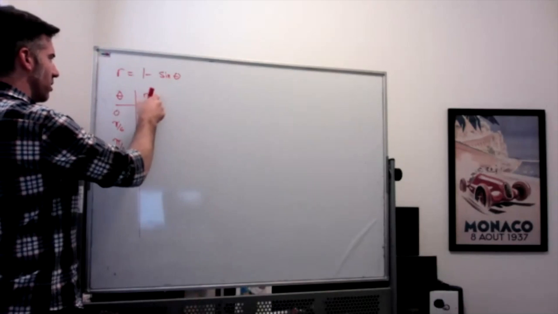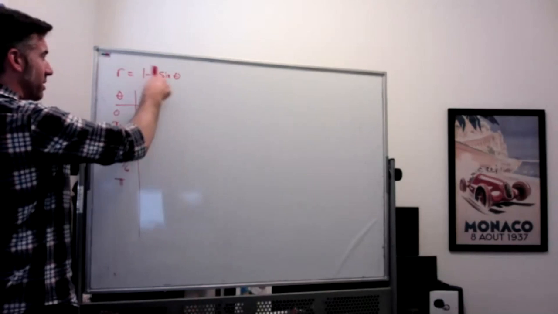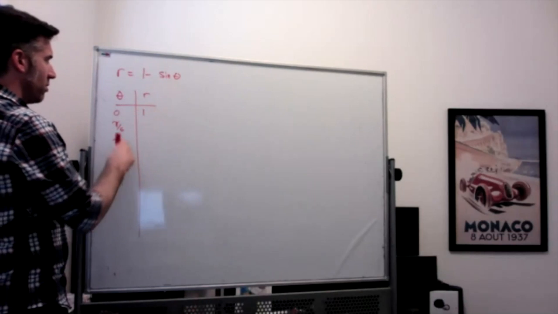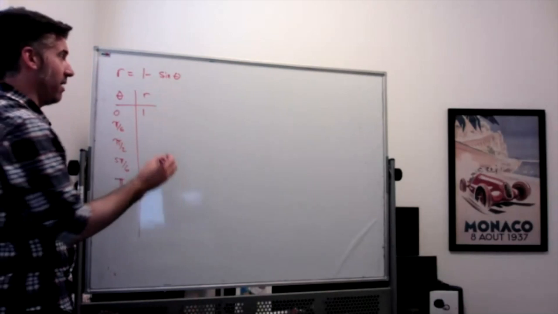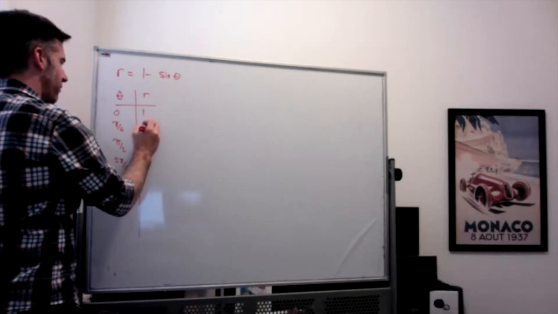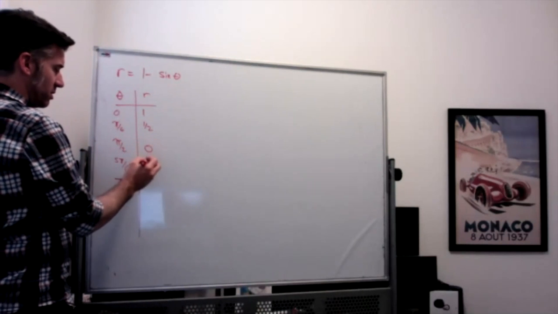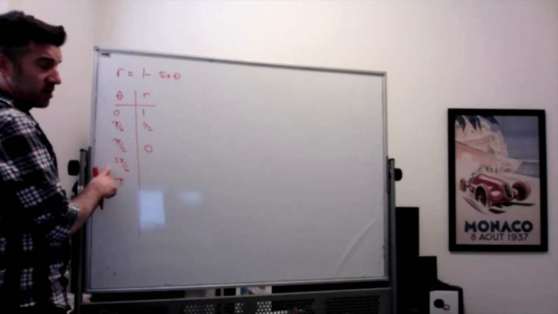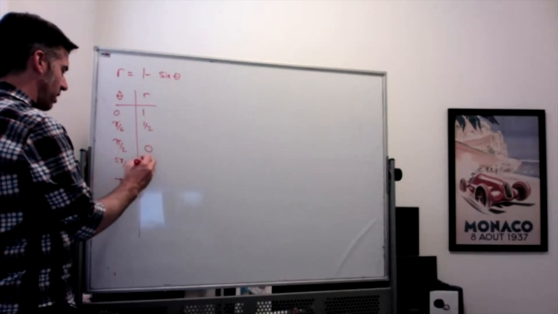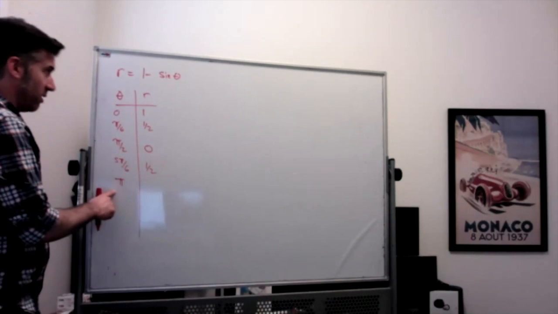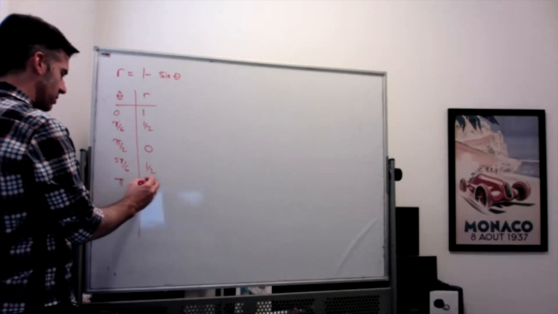So plugging in 0, sine of 0 is 0, so 1 minus 0 is 1. Plugging in pi over 6, sine pi over 6 is 1/2, so 1 minus 1/2 is 1/2. Pi over 2, sine pi over 2 is 1, so 1 minus 1 is 0. Sine 5 pi over 6 is also 1/2, so 1 minus 1/2 is 1/2. And sine of pi is 0, so 1 minus 0 is 1.